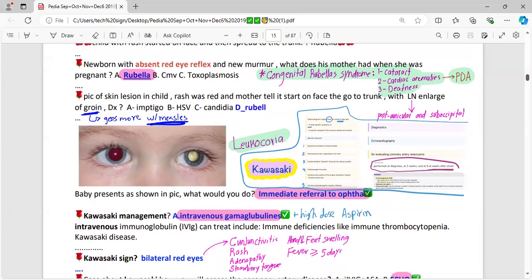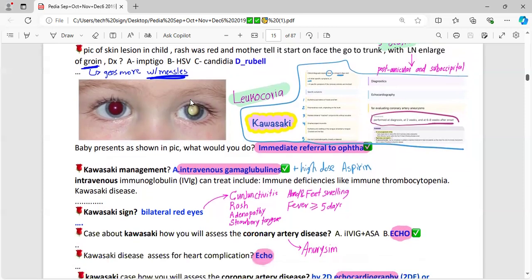A picture of the skin lesion, child, the rash was red. The mother tells it started on the face and then went down to the trunk, with lymph node enlargement. And the lymph node was enlarged in the groin area. What would be your diagnosis? Rash started first on the face and then going down to the trunk with lymphadenopathy. Your tie is between rubella and measles. Yes, and since measles is not in the option, then rubella, because there is lymphadenopathy.